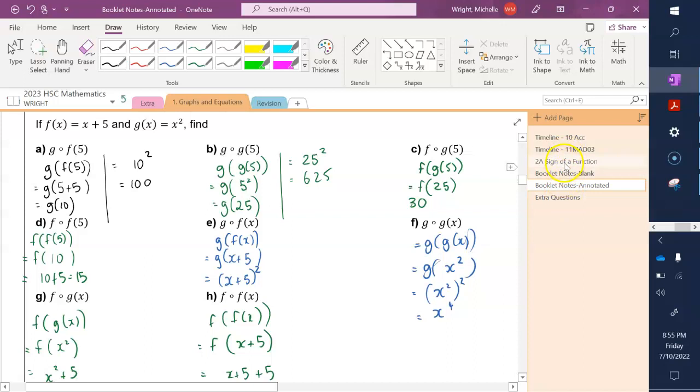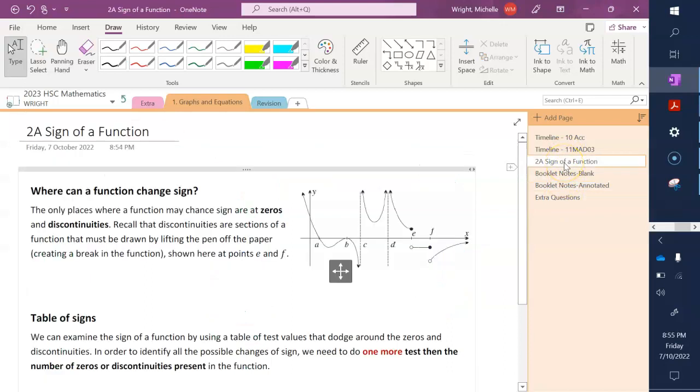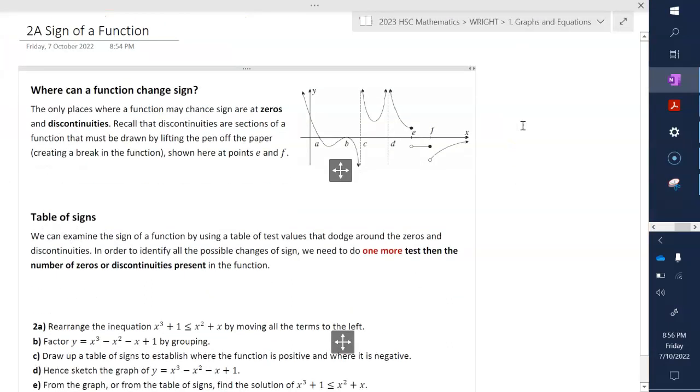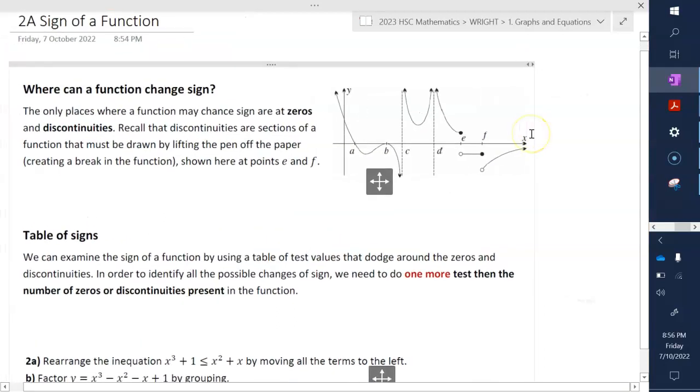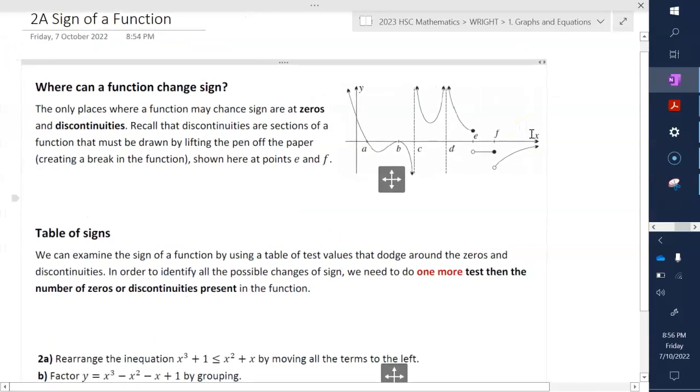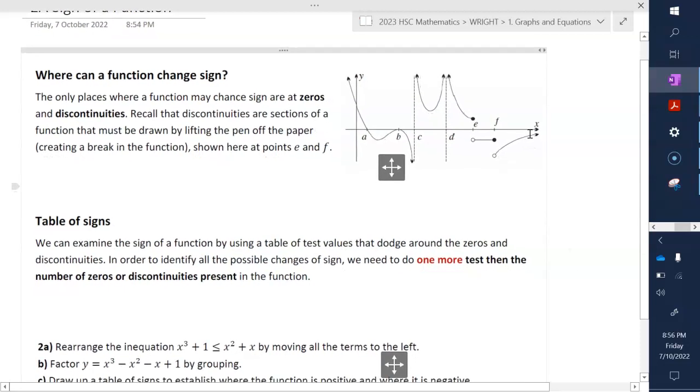Over to the side you will see 2a, sign of a function. I want to just jump into here and talk through some of these ones and some of the harder questions that are in the textbook. I probably need to change the notes that you've got, because I don't particularly like them, they're missing out a little bit of information.